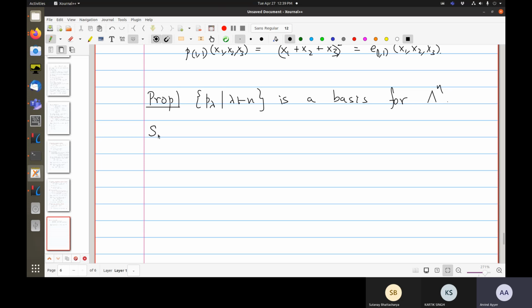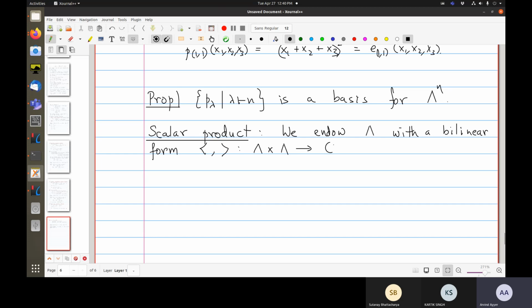So I want to define a scalar product. So we endow lambda with a bilinear form which goes from lambda plus lambda to, in our case, Q.